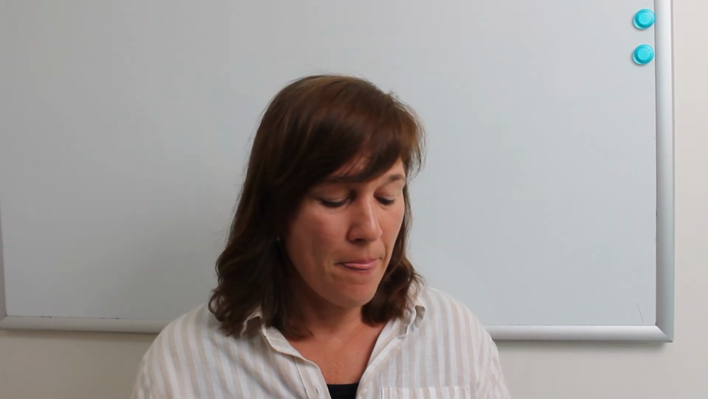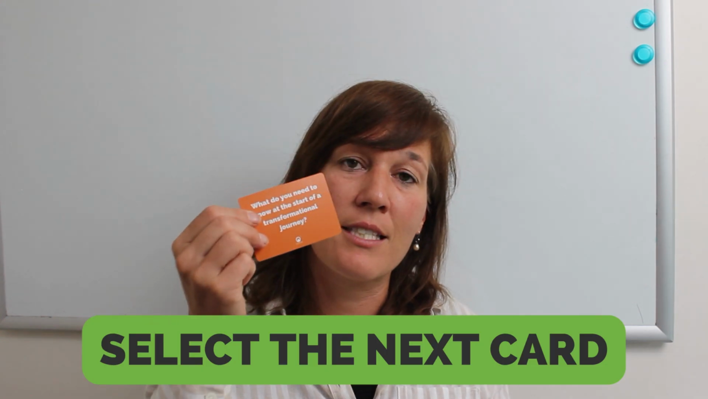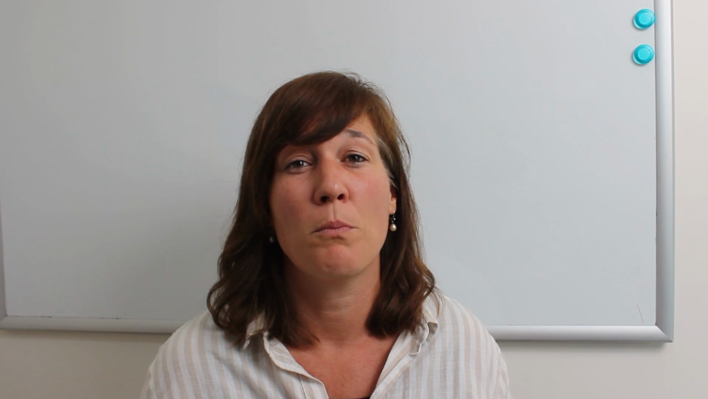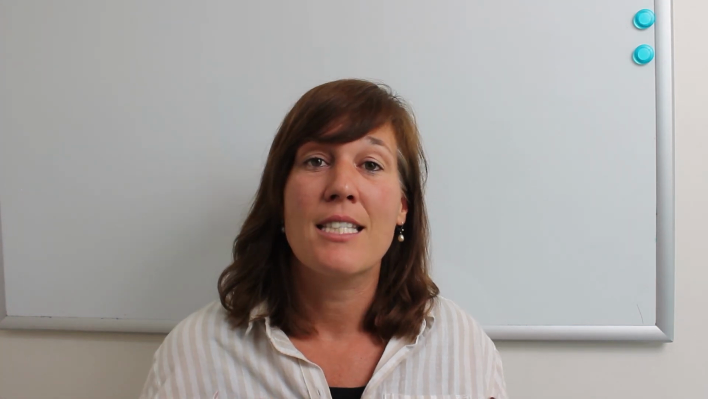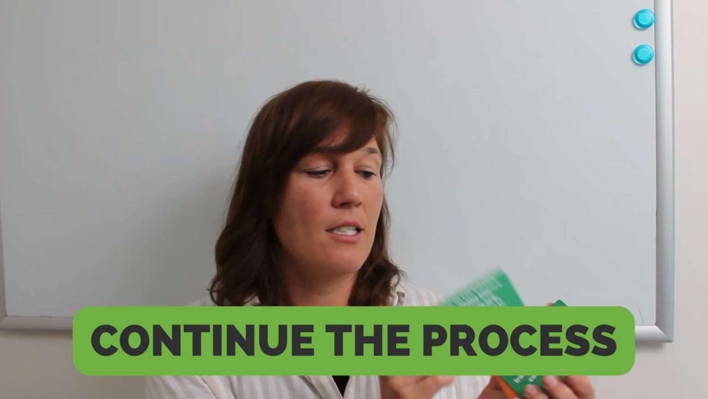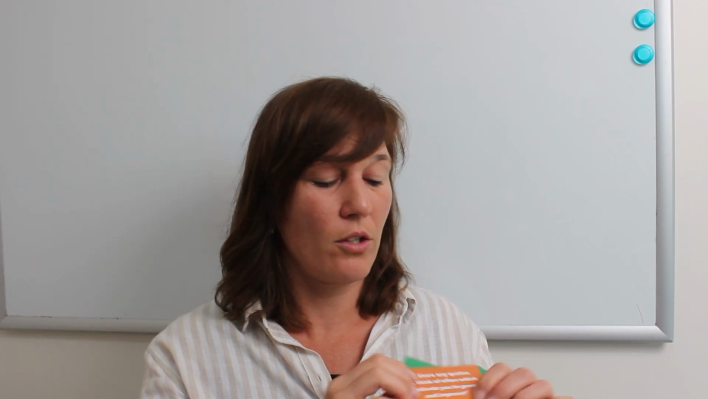Then the coach is going to put that card underneath and select the second card from the deck and talk about this. What do you need to know at the start of a transformational journey? Now it's the coach's turn for 1 to 2 minutes to structure an answer to this particular question and share some of the information, and the client is listening carefully to all the information. You continue through the deck until you're through all the 5 cards, and the card that you started with initially is now on the top of your deck.